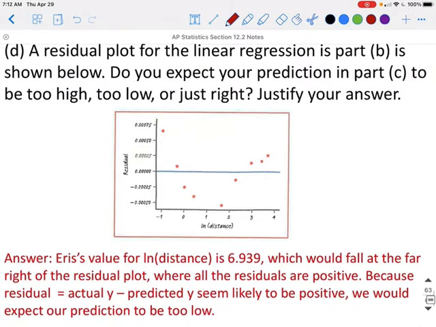So Eris's value for the natural log of the distance is 6.939, which falls far to the right. Our residual plot only goes to 4, so 6.9 would be somewhere all the way over here, where all the residuals, if you notice, are positive. Now we know that residual is the actual value minus the predicted value. So it seems likely that we're also going to have a positive residual. Since it's going to be positive, if we do actual minus predicted, we would expect that our prediction would be too low.